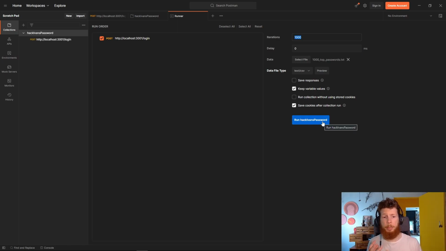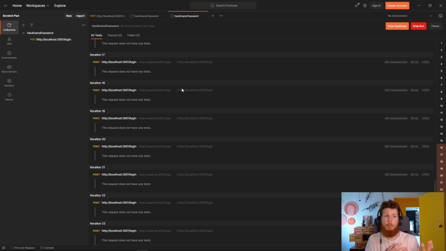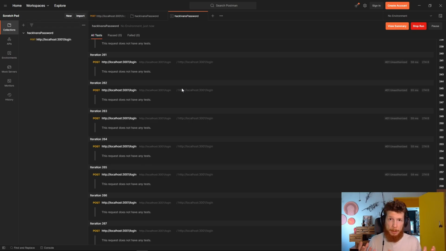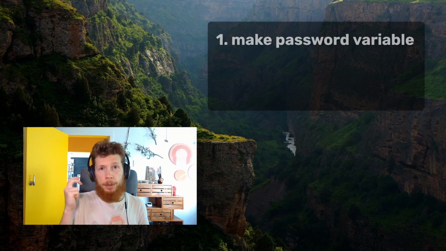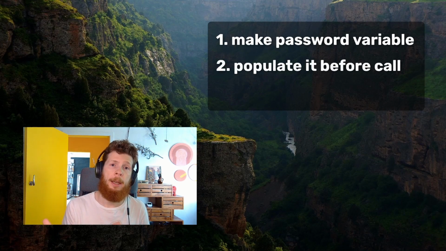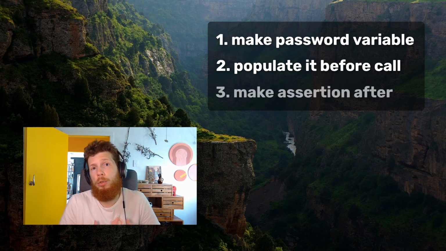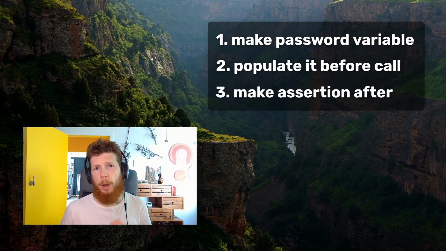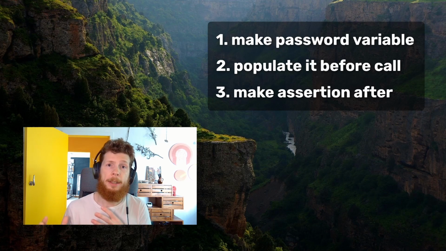So if I click this blue button right now, this test will be executed 1000 times, but there is actually no variation. The test itself doesn't use any data from this text file. So we need to fix it. First, we want to make our password an environment variable. Second, we want to use it as a parameter in the test. And third, we want to do some assertions. These are not required, it's just a cherry on the cake that will allow us to more easily see the results.